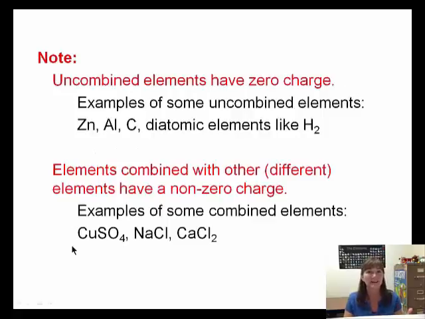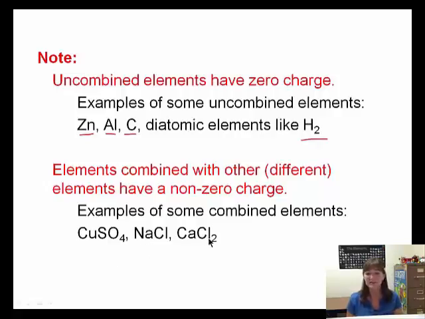So here's something that might help you to be able to quickly identify whether something is a redox reaction. Remember that if it's an uncombined element, it's going to have a 0 charge. So some examples of uncombined elements would just be any element written by itself or your diatomics. All of those are going to have a zero charge. And then remember that elements that are combined with other elements are going to have a non-zero charge.